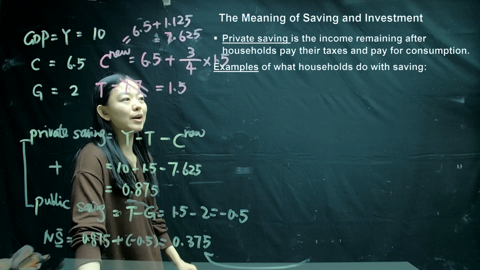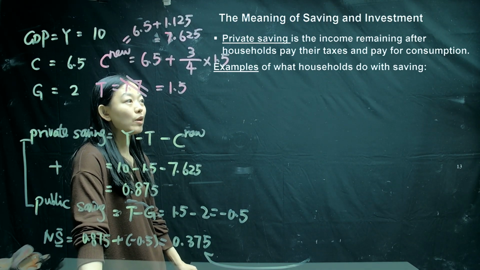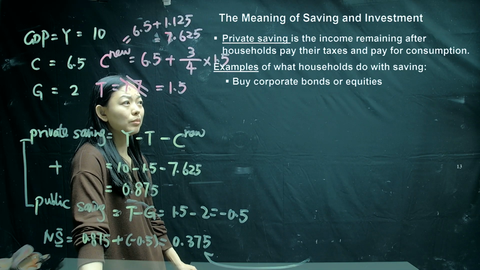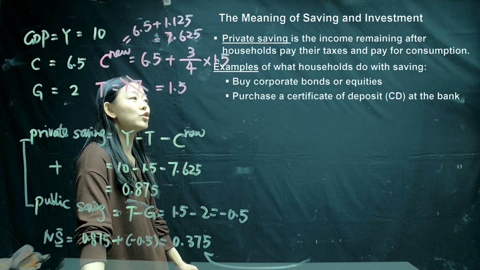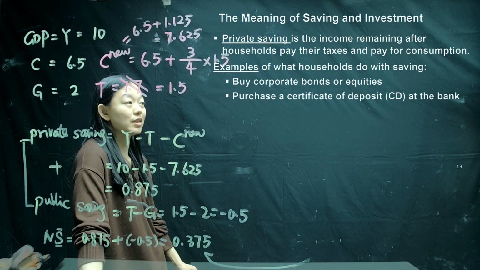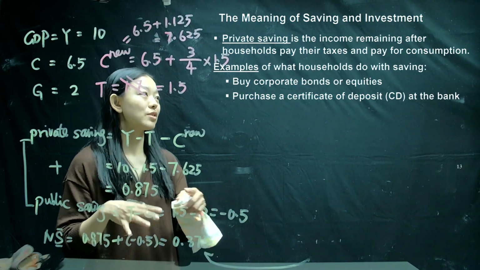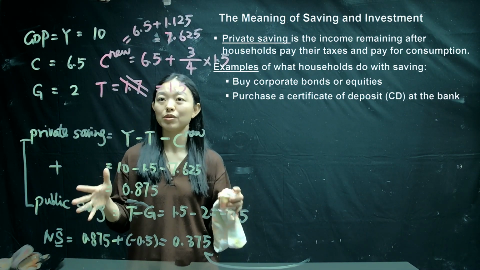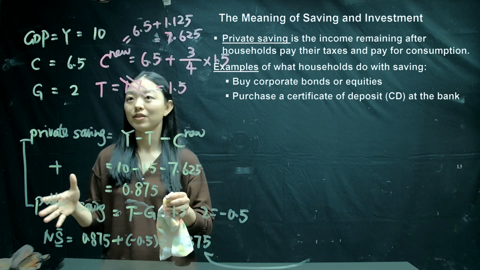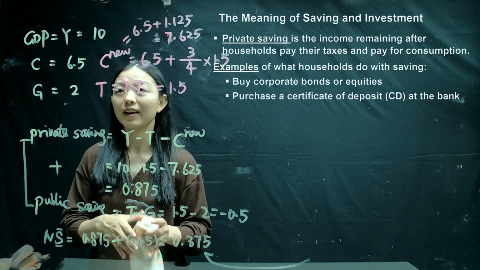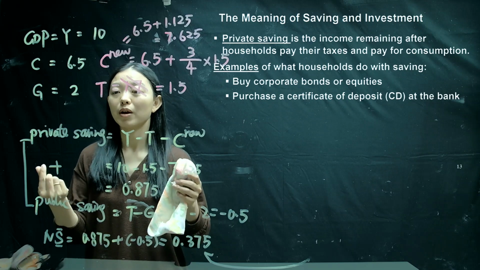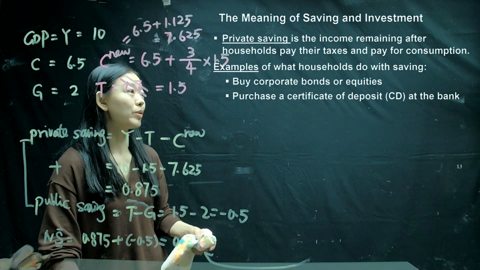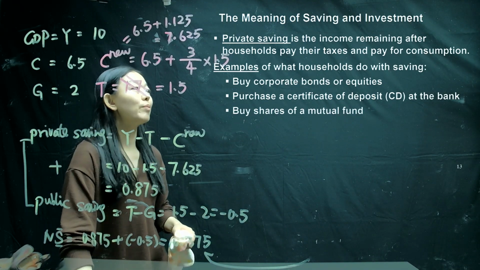So, for example, there are some things that households can do with savings. Households can buy corporation bonds or equities. Consumers can purchase a certificate of deposit at a bank, which has certain periods of holding. So, for example, you need to hold this certificate for 6 months or for 1 year, and then after 6 months or 1 year, you can get your money back. Okay, so this is what we call a certificate of deposit.